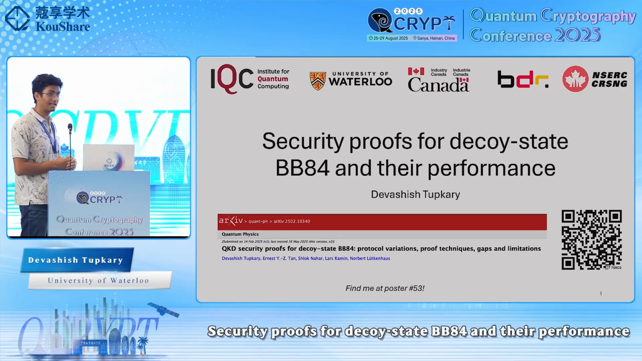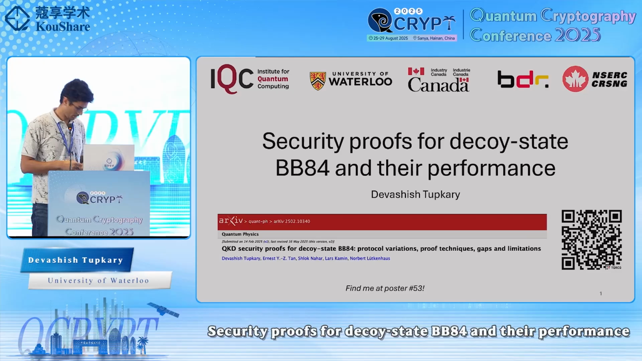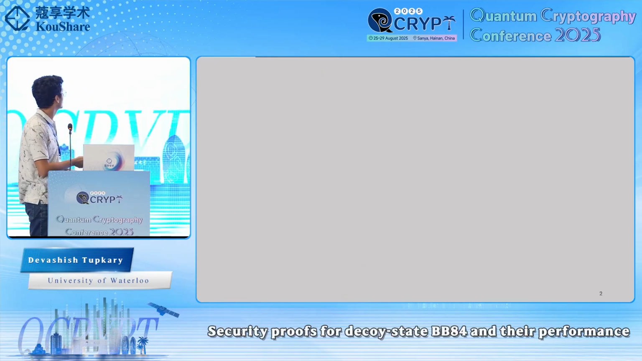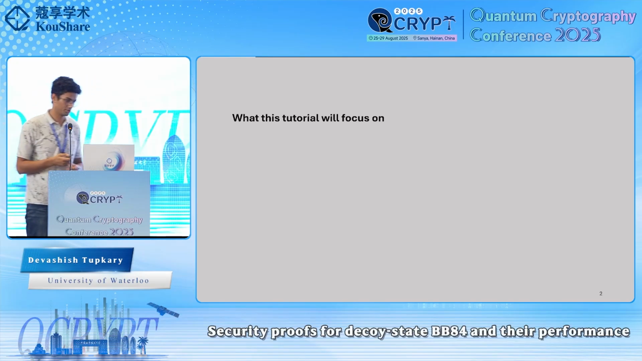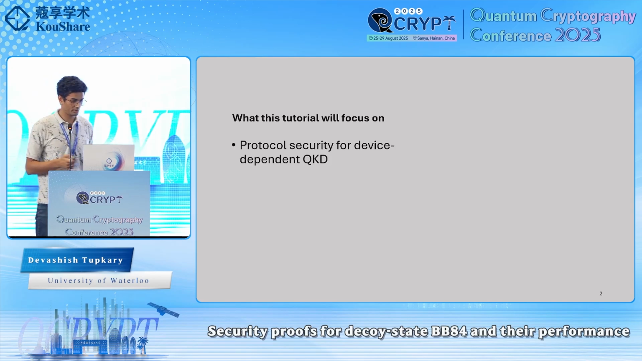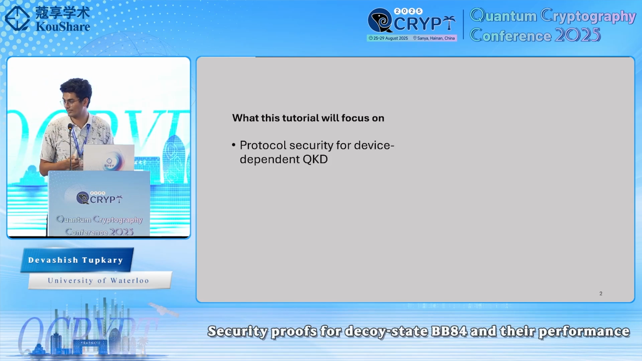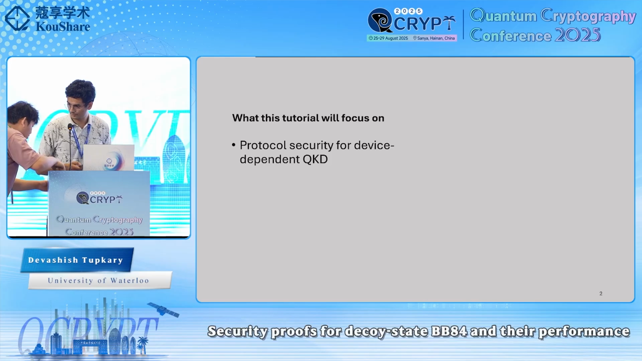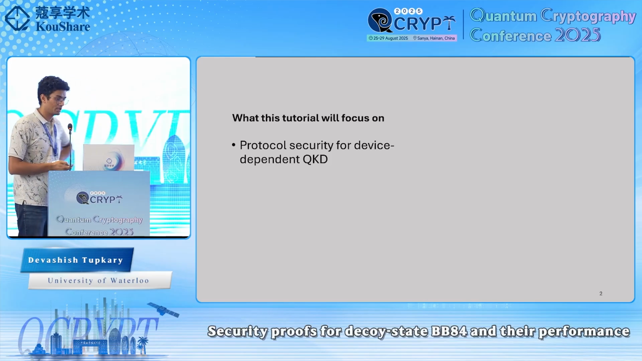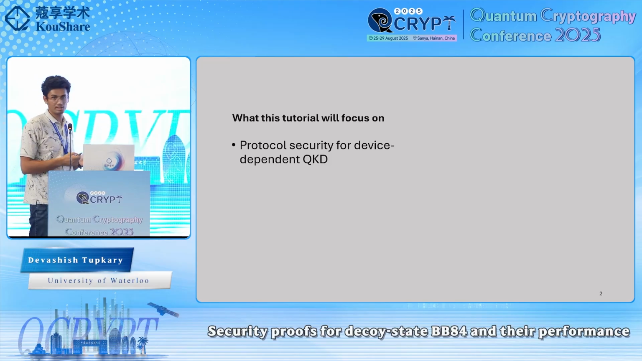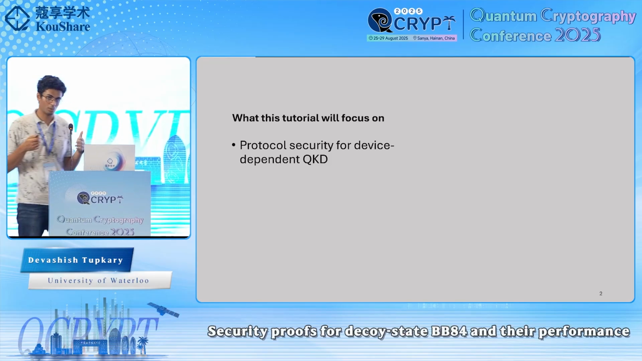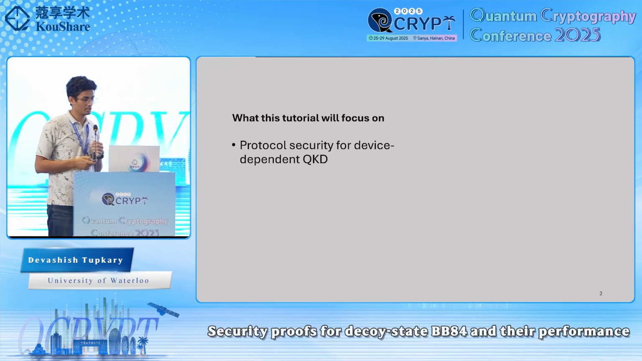And today I hope to tell you something interesting about security proofs for decoy-state BB84. Okay? So what we will focus on during this tutorial is things to do with protocol security for device-dependent QKD. What this means is that we assume we have a mathematical model of what our devices are doing in the QKD protocol, and we wish to prove security within this mathematical model, right?